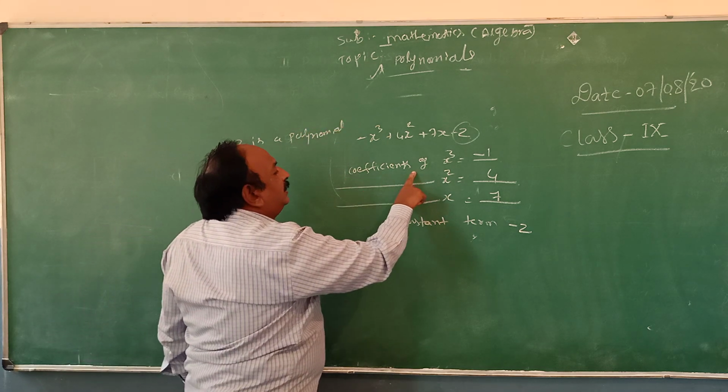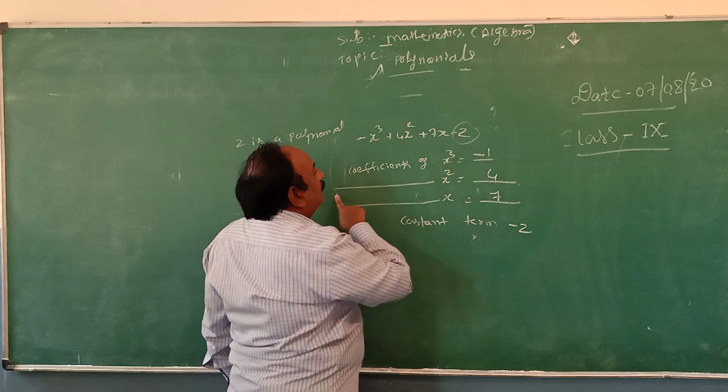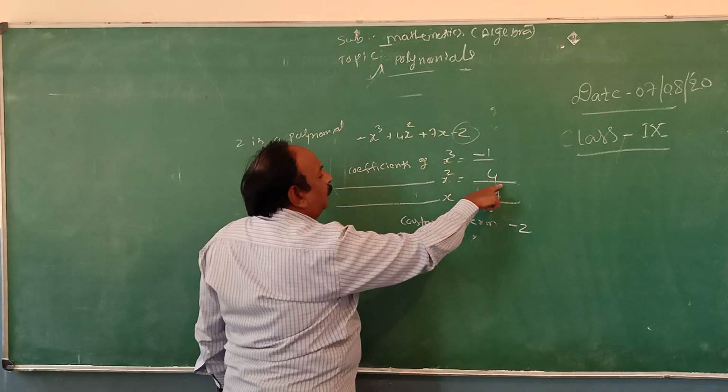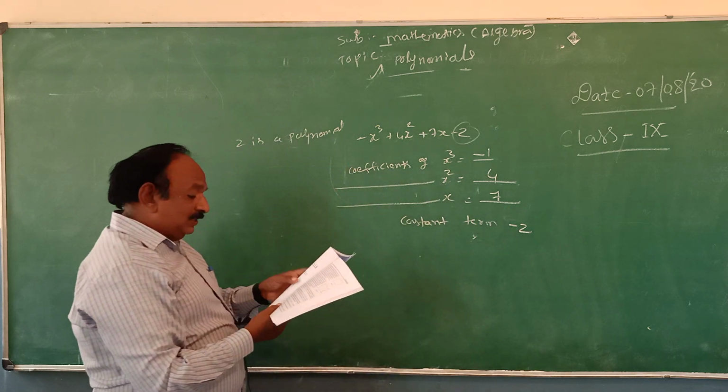What is the coefficient of x cube? The coefficient of x cube is minus 1. The coefficient of x square is 4. The coefficient of x is 7. The constant term is 2.